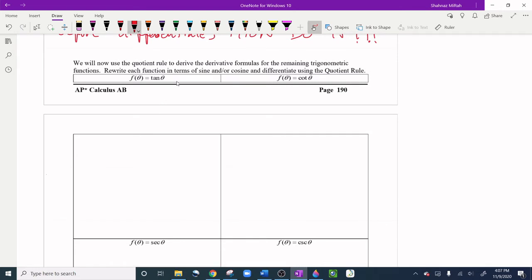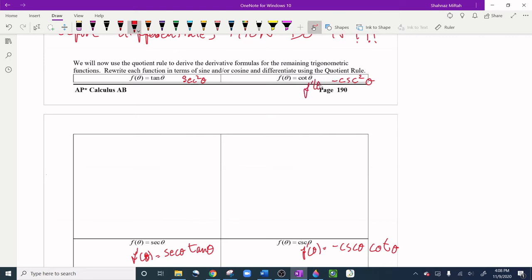So the tangent, if you guys pay attention, the tangent derivative is going to be secant squared theta. The cotangent derivative is negative cosecant squared theta. The secant derivative is secant theta tangent theta. The cosecant derivative is negative cosecant theta cotangent theta. So these are the derivatives for all of these, which we are going to memorize because that's how it works quickly. We don't have that much time on the test.